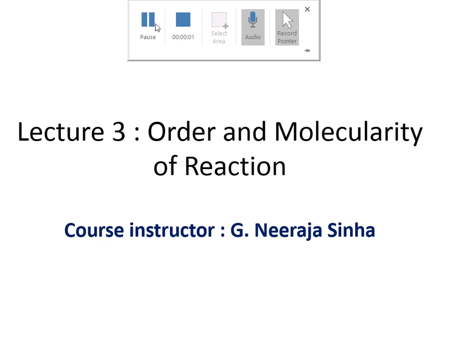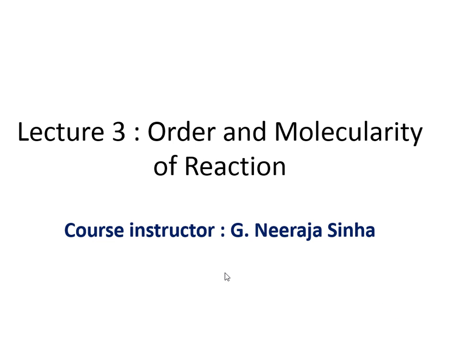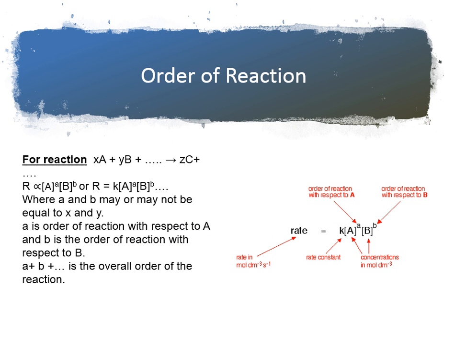The topic is order and molecularity of reaction. Order of reaction. So for a reaction, let's consider xA plus yB and so on gives zC and so on. These are the reactants and these are the products. x and y are the stoichiometric coefficients in this reaction.